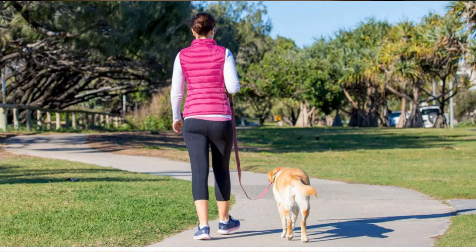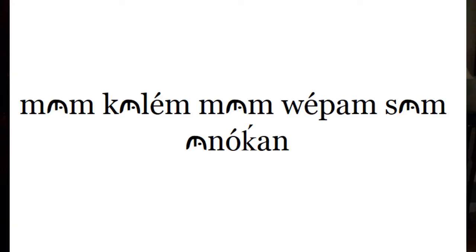Hesi makare. I hope you said unokan. Homonim unokade. Mum kalem, mum wepum sum, unokan. See how we're expressing a woman and a dog? We're repeating mum for each one. So repeat after me. Mum kalem, mum wepum sum, unokan.